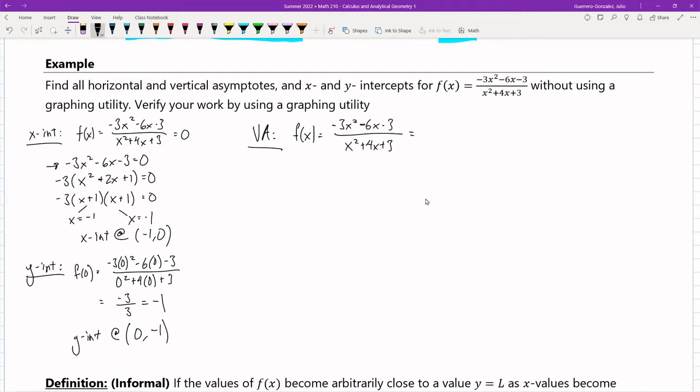Okay. We know that the top factored out to this thing over here, so I'm just going to go ahead and do that already: -3 times (x plus 1)(x plus 1), right? And then the bottom factors too. That factors to (x plus 3)(x plus 1).